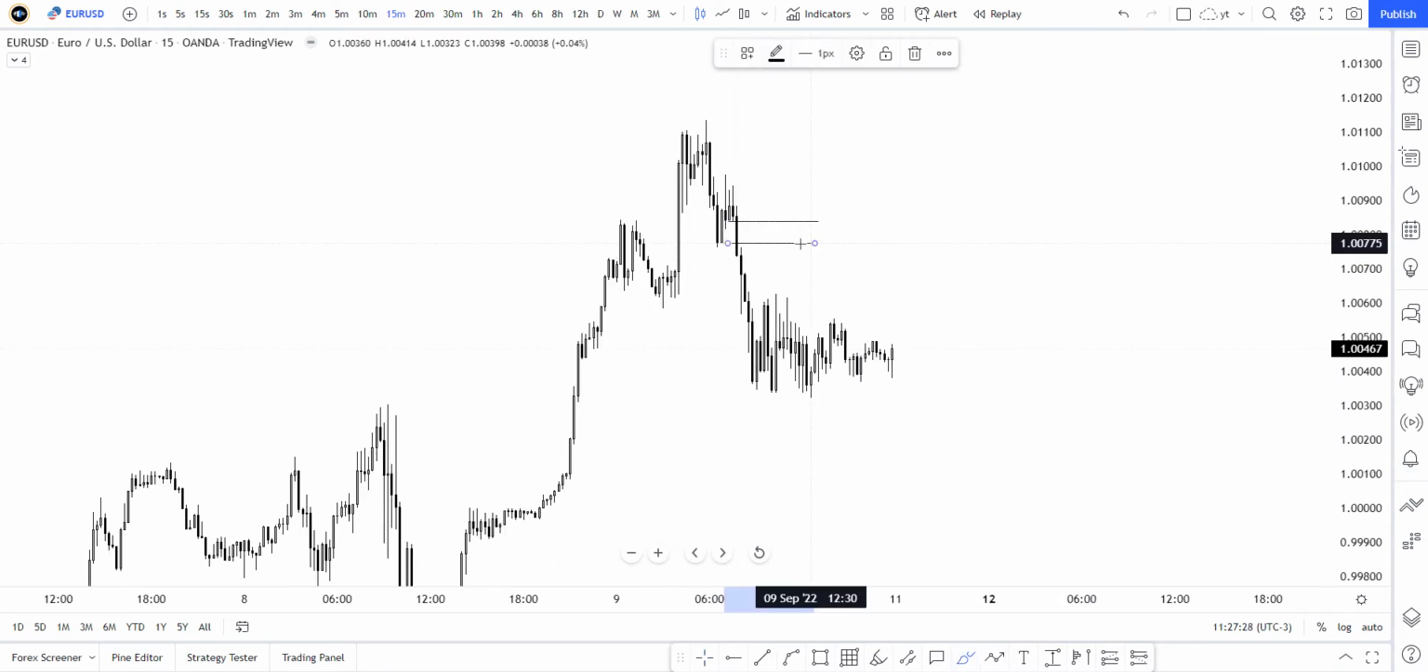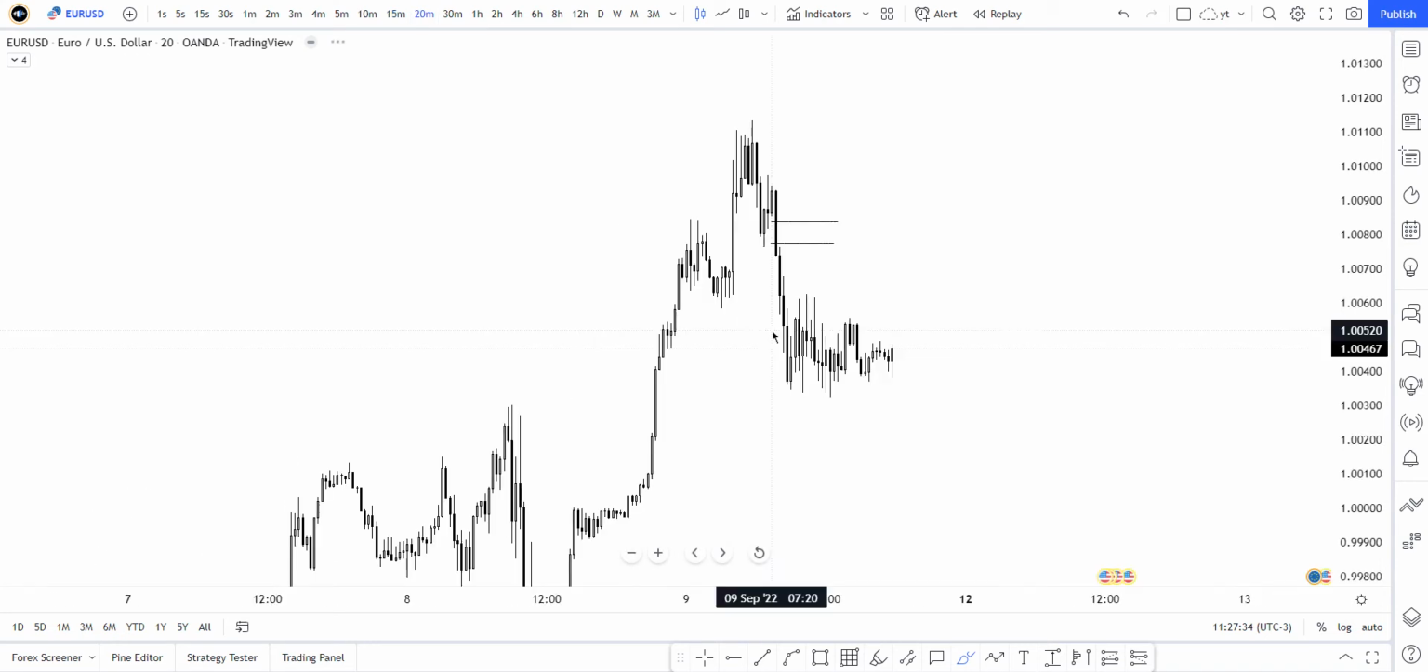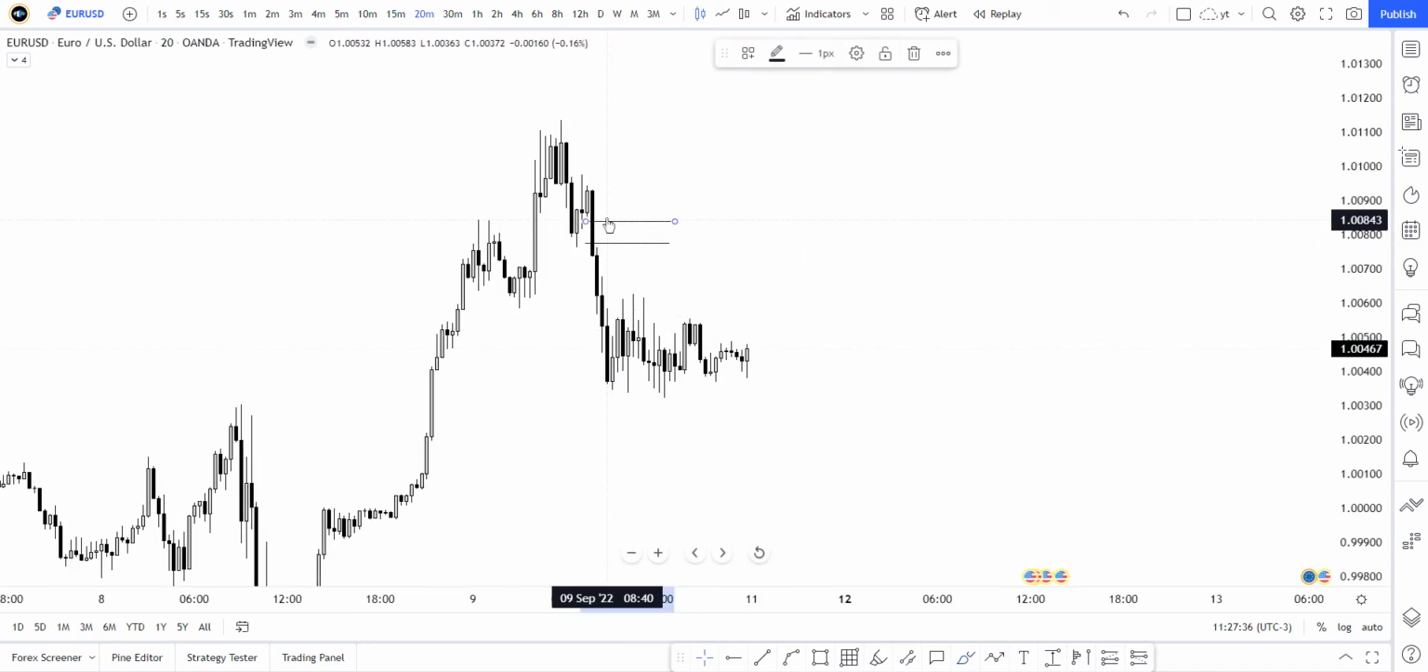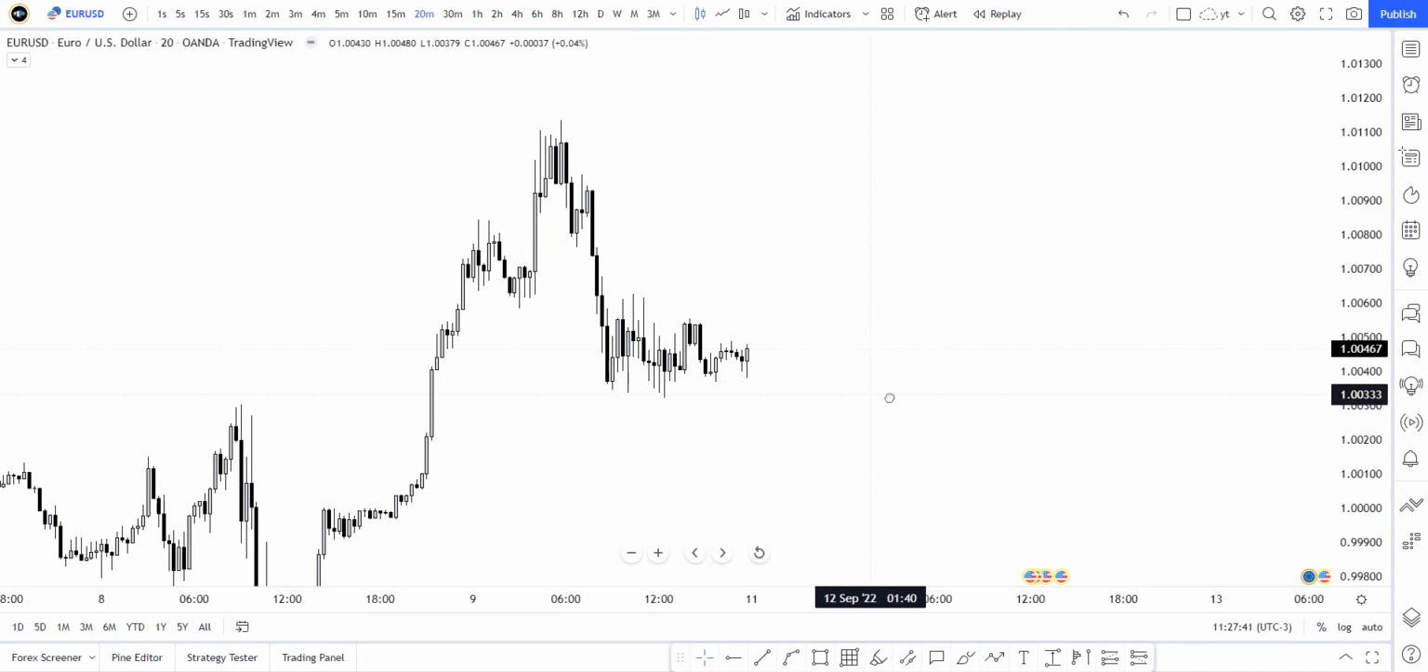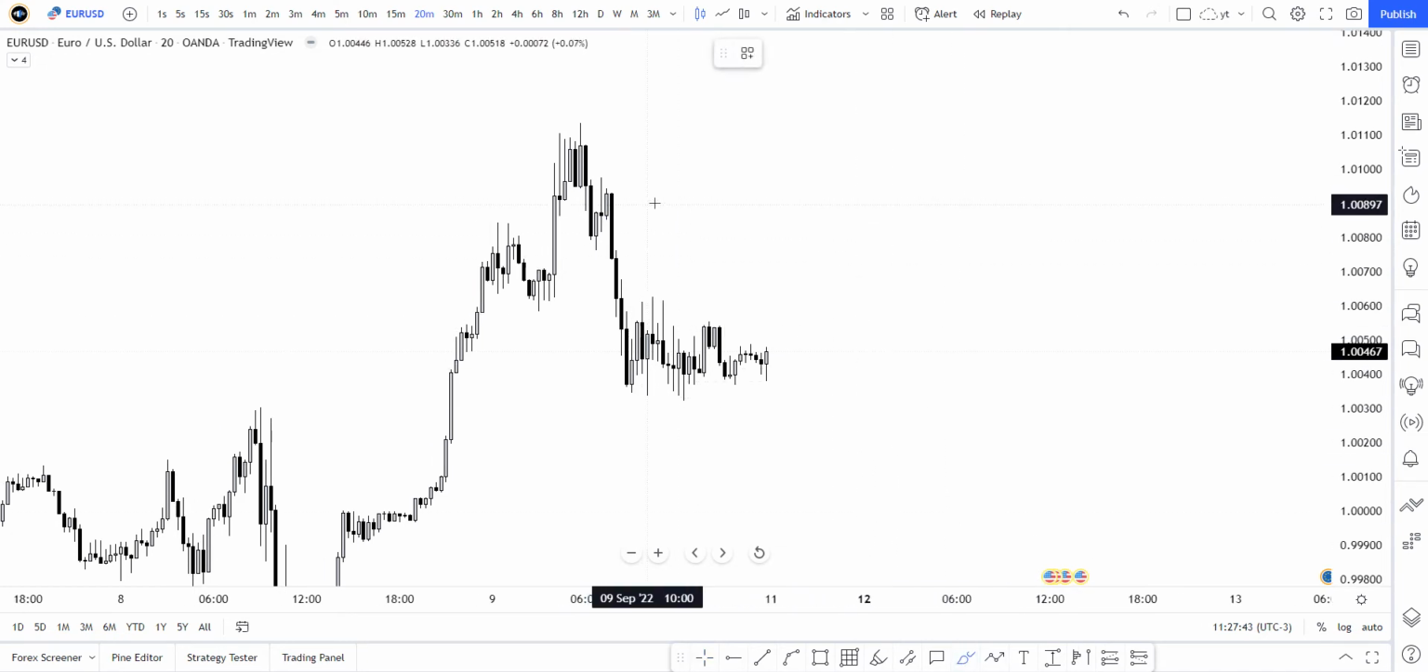So in this situation, do you know what is going to be imbalance? Imbalance is going to be these areas right here. This is imbalance on this time frame. If I raise the time frame a little bit, keep in mind this is the 15 minute, and I go to 20 minute, as you can see, the imbalance is not the same, but it's still there. So what is imbalance?